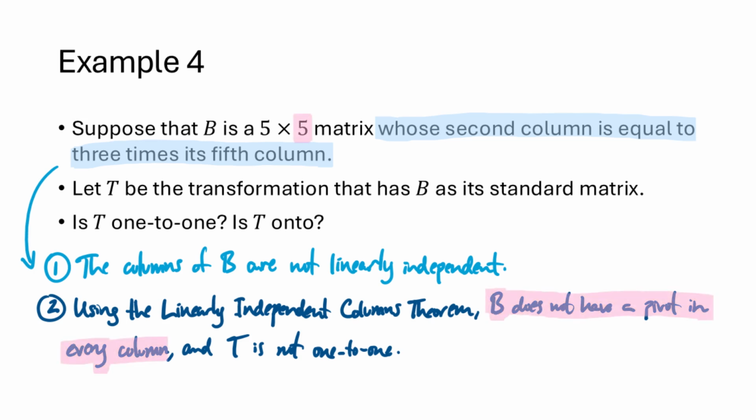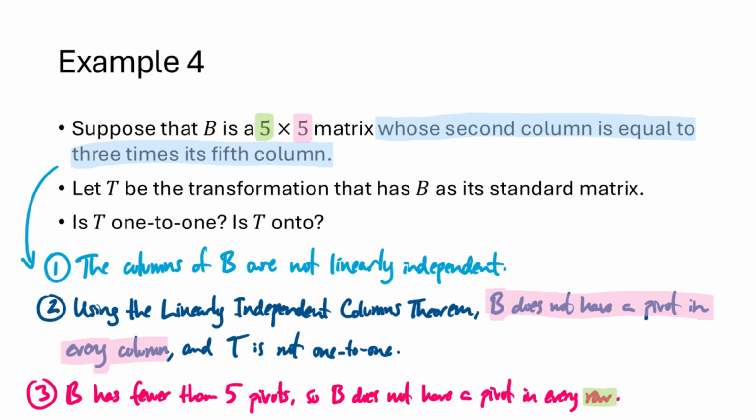But what does this have to do with onto? Well, we know that we don't have a pivot in every column, and since we have 5 columns, that means that we don't have 5 pivots. Now that could mean 4 pivots, 3 pivots. We don't know exactly how many pivots we have, but we know that we don't have 5 pivots. And since B has fewer than 5 pivots, B doesn't have a pivot in every row, because this matrix also has 5 rows. We don't have 5 pivots, we have 5 rows, so we can't have a pivot in every row. And so from the spanning columns theorem, since we don't have a pivot in every row, this transformation is not onto.